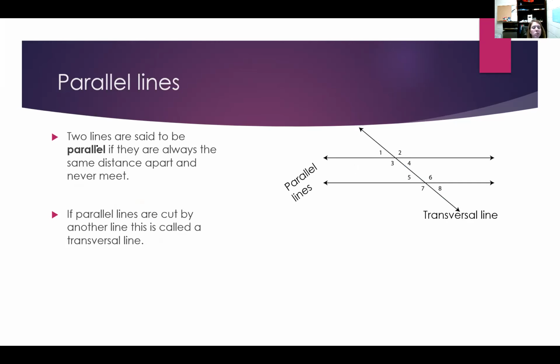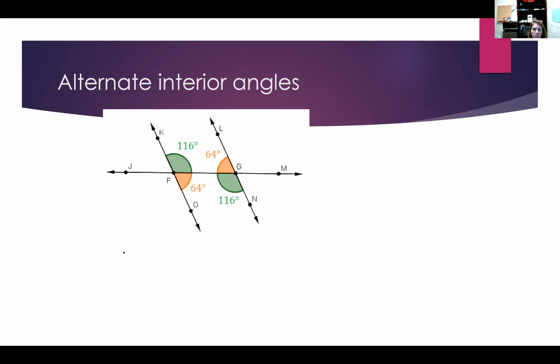All right, two lines are said to be parallel if they always are the same distance apart and never meet. So these are parallel, okay? Mine's a little bit crooked. A lot of times you'll see this on them, okay? And if they're cut by a line, this line is called a transversal line, okay?